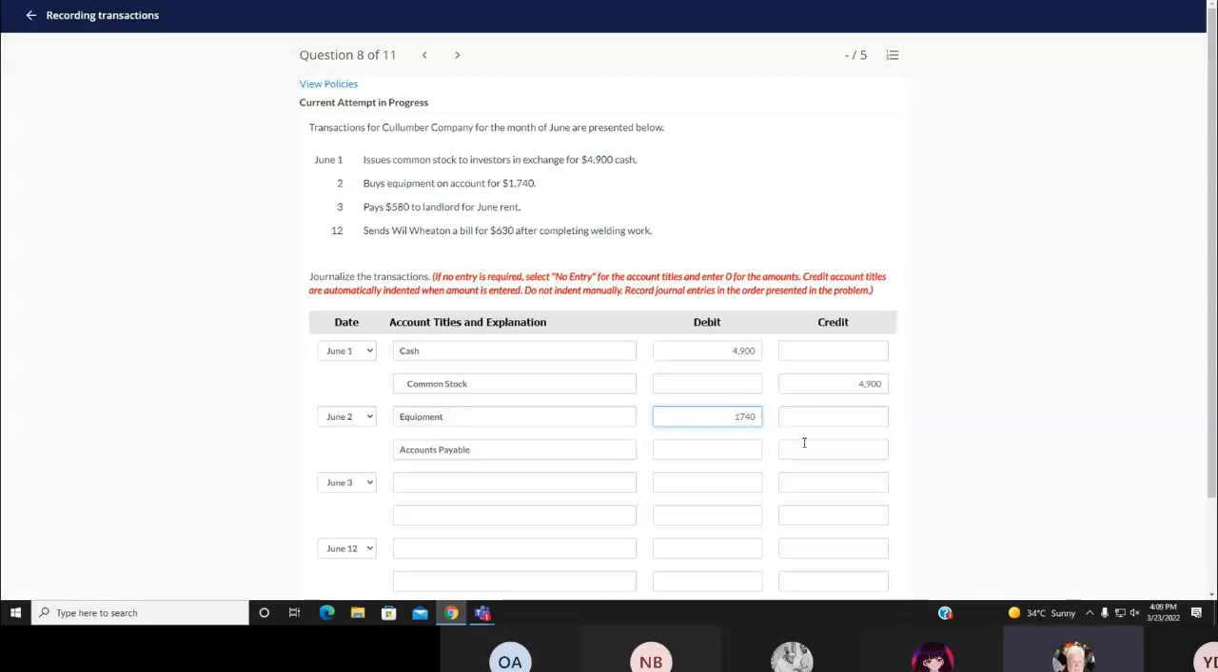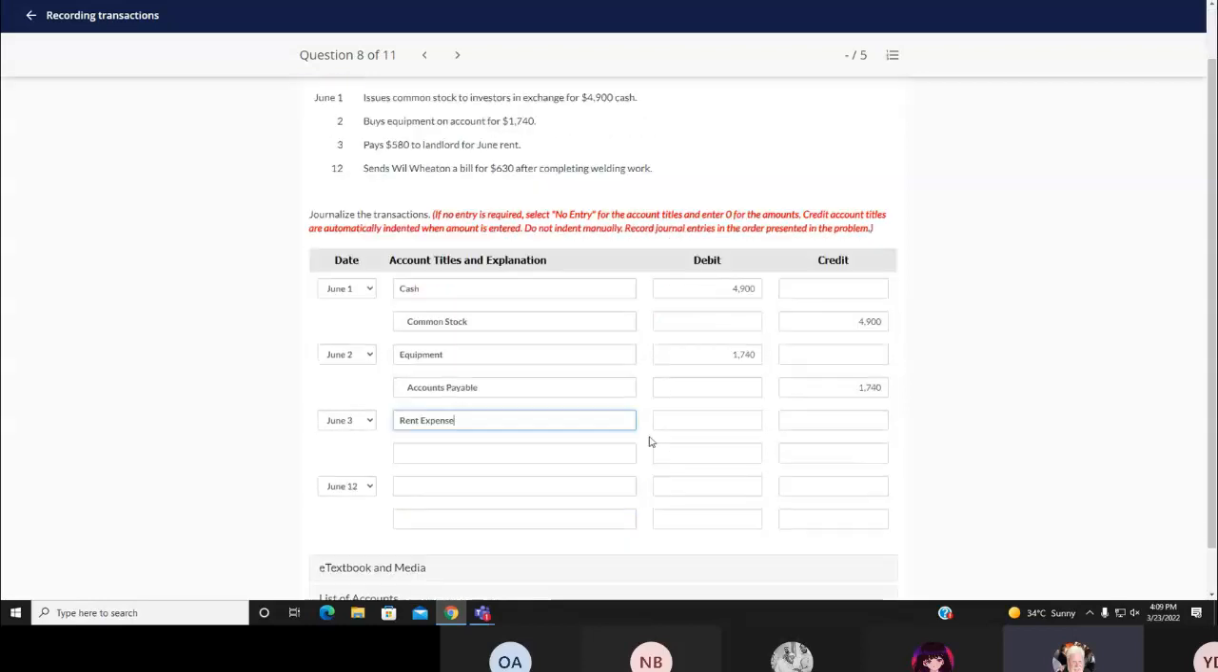All right, credit, accounts payable, very good, Yara. All right. So number 3, you paid rent. Rent expense. You just have to type in a little bit and I'll give you the amount, and cash.